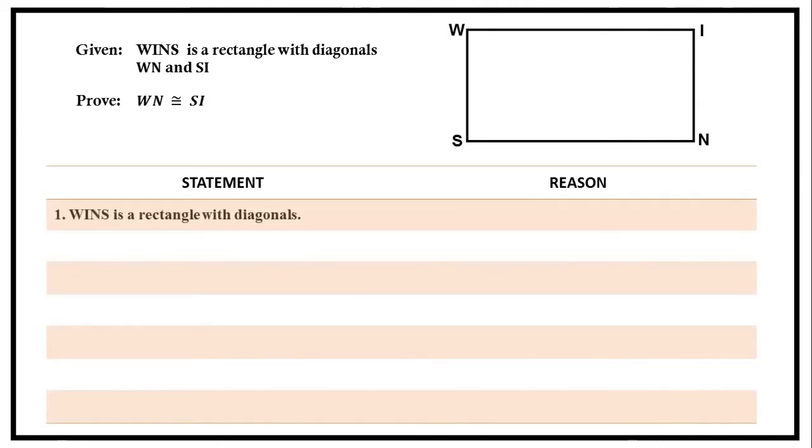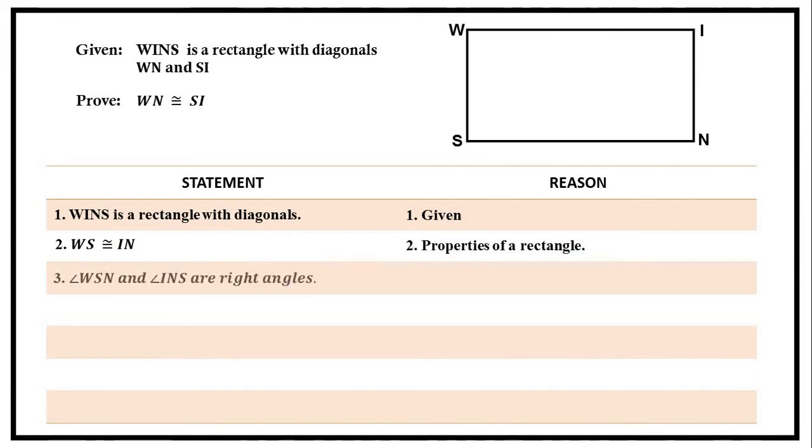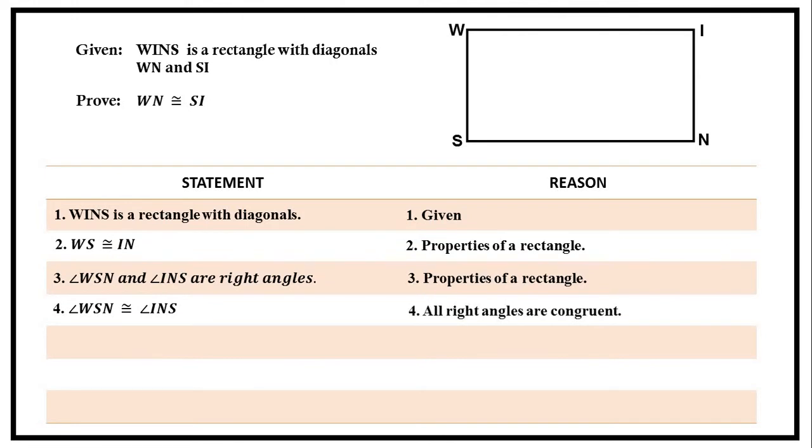For statement number 1, we have WINS is a rectangle with diagonals. Reason is given. Statement 2, WS is congruent to IN. Reason, properties of a rectangle. Statement 3, angle WSN and angle INS are right angles. Reason is also properties of a rectangle. Statement 4, angle WSN is congruent to angle INS. Reason is all right angles are congruent.